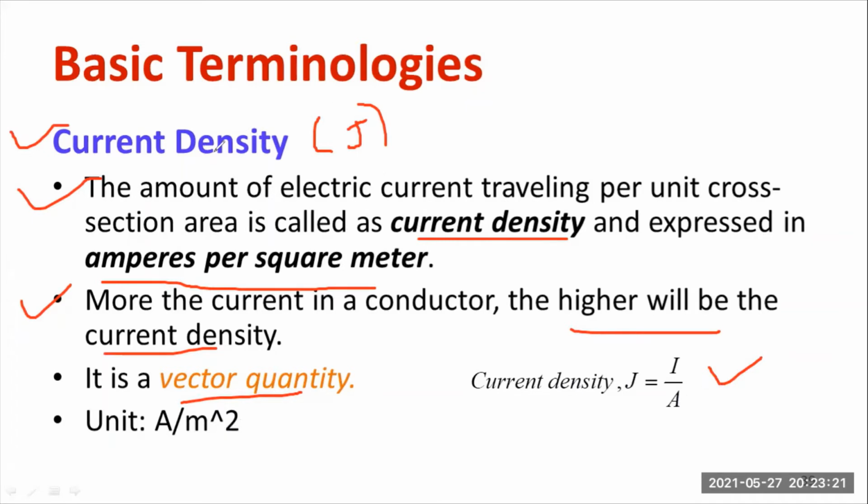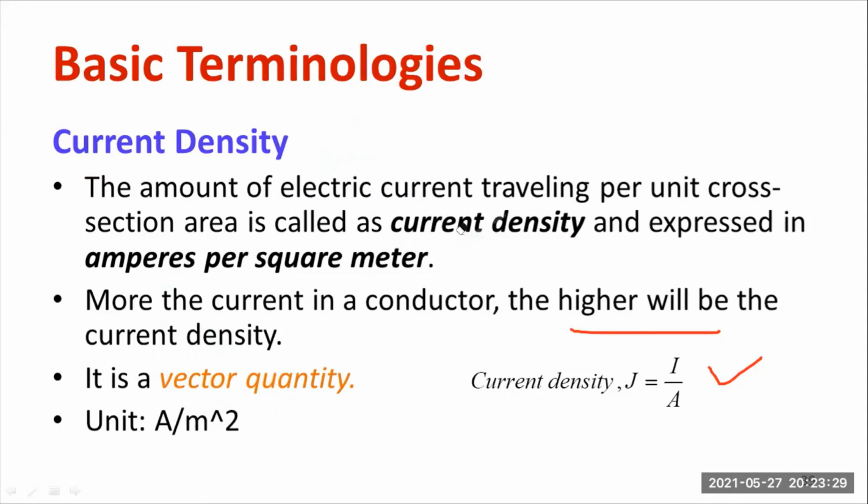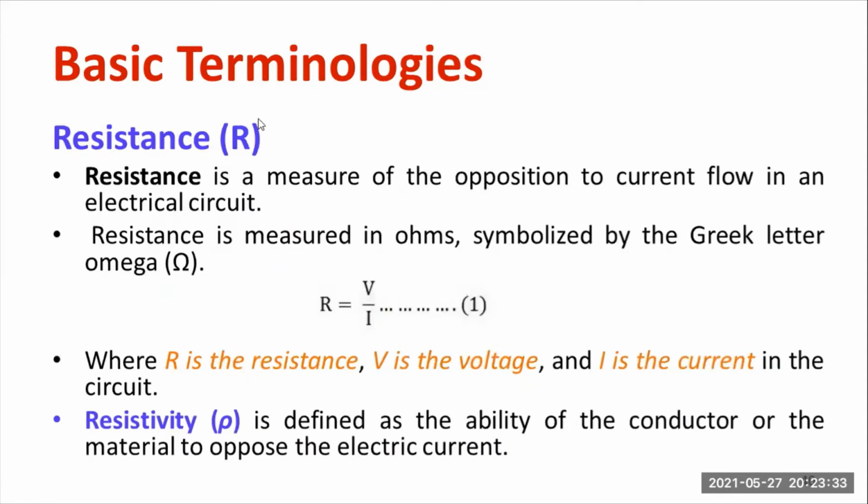What is the SI unit of current density? I have already explained, it is ampere per meter square. So this is the importance of current density, one of the important terminologies. I'll be solving some numerical examples according to these parameters.